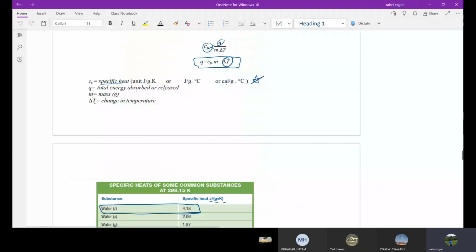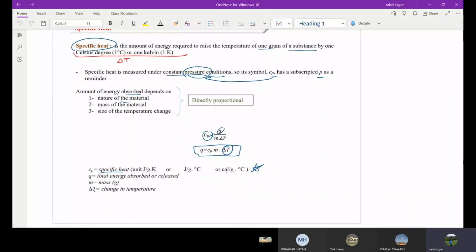Specific heat was the energy required for a sample of matter, for 1 gram of that matter, to raise it by 1 Celsius or by 1 Kelvin. That was specific heat. So specific heat is specific for a substance. Every substance has its own specific heat.